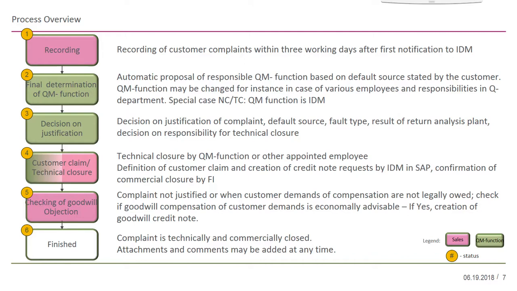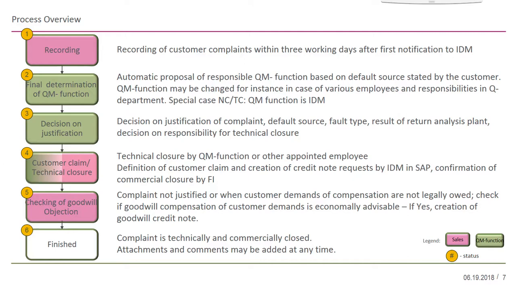And status 4 is the technical conclusion and the commercial conclusion. So both the sales office and the QM function will be working on this status. The technical conclusion is going to be done by the QM function, either the one that was originally assigned or the new one that's assigned where appropriate. And the commercial closure is going to be done by the sales office via a RAHOW task complaint, and they're going to receive credit note approval or denial from the sales office manager.